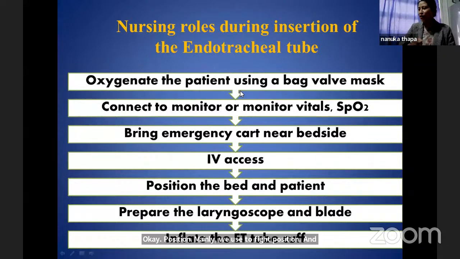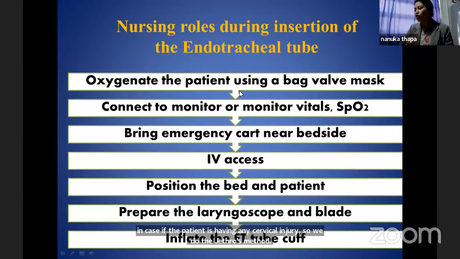Mainly when we intubate the patient, we have to put the patient at the head end of the bed, and you should remove the head end rails. The patient should be kept at the head end, and we do the head tilt. But if the patient has any cervical injury, we do the jaw thrust method. Also the bed should be at the level of the chest of the physician who is going to intubate. If the physician is quite tall, position the bed so that whoever intubates will be able to visualize the airway.